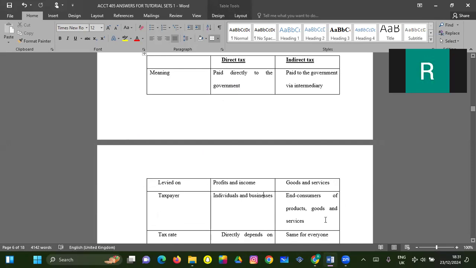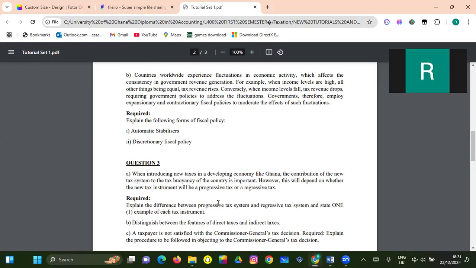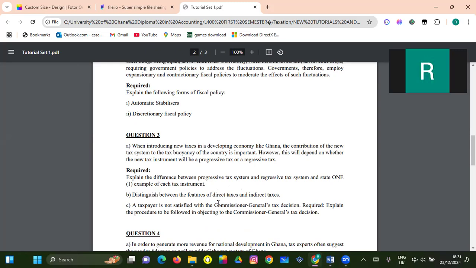All right, so the B. B is saying that distinguish between the features of direct and indirect taxes. So we know direct taxes are paid straight by an individual or a company, whilst indirect taxes are paid through the consumption of goods and services, right? So direct taxes are attributed to either income or company profits, whilst indirect taxes are attributed to the consumption of goods and services, right?